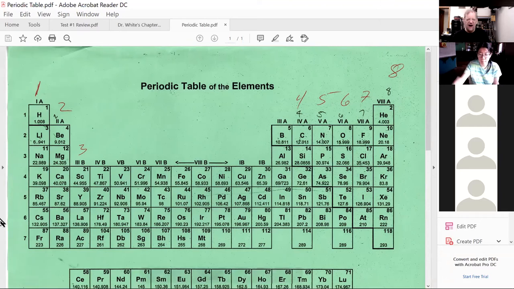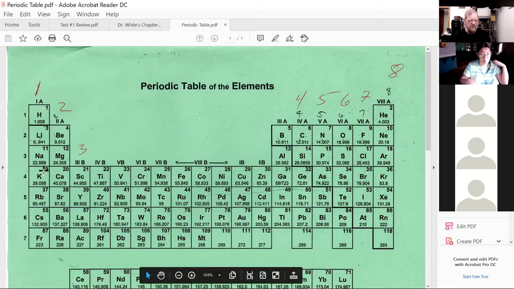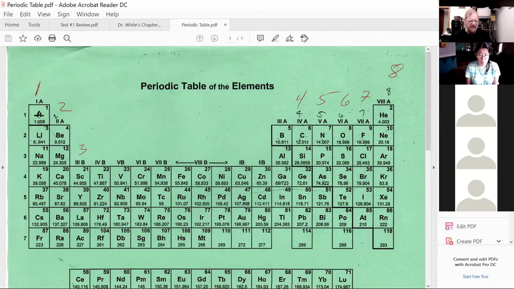Thank you. All right, the first column, lithium, sodium, potassium, alkali metals. Hydrogen is not, even though it's in it. But if I ask you, give an example of an alkali metal with the chemical symbol, you could put either lithium, Li, sodium, Na, potassium, K. If I ask you, give an example of an alkaline earth metal, magnesium or calcium.